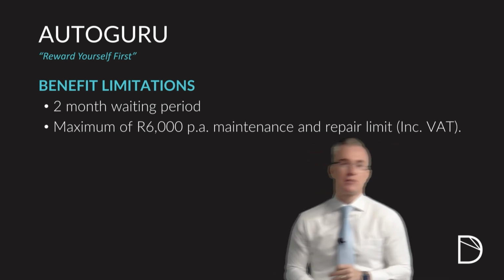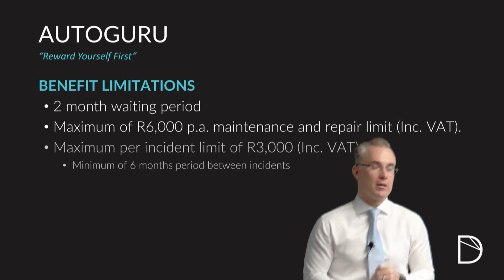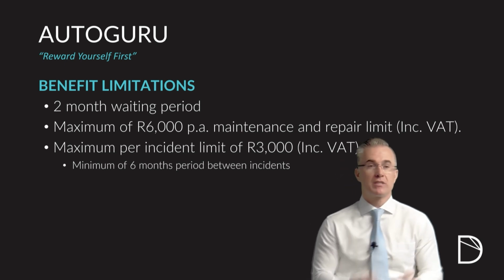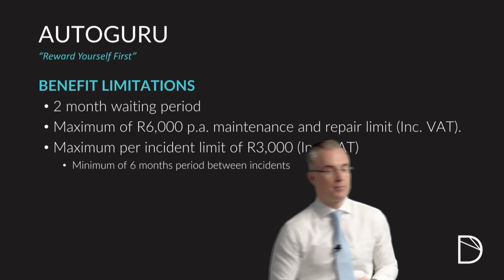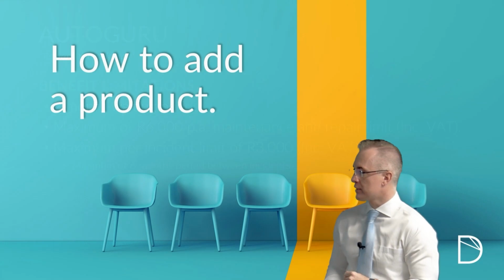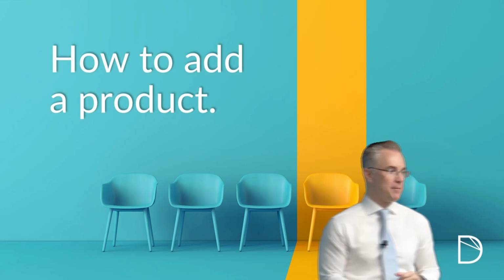And your claims are limited to a maximum of 6,000 rand per annum and 3,000 rand per incident. So just keep that in mind. And then a minimum of 6 months between each claim, where you're claiming on things like dents and scratches, those sorts of services. I use the word claim loosely there.